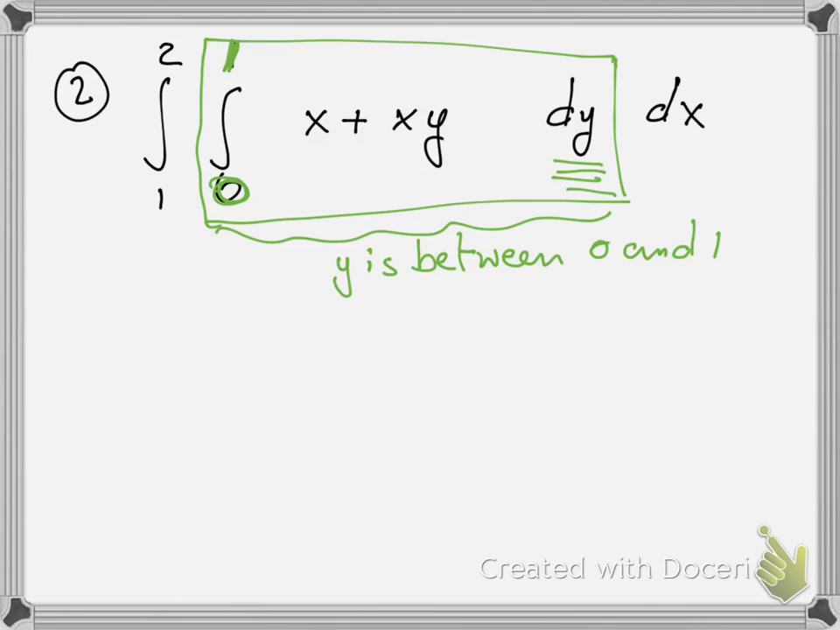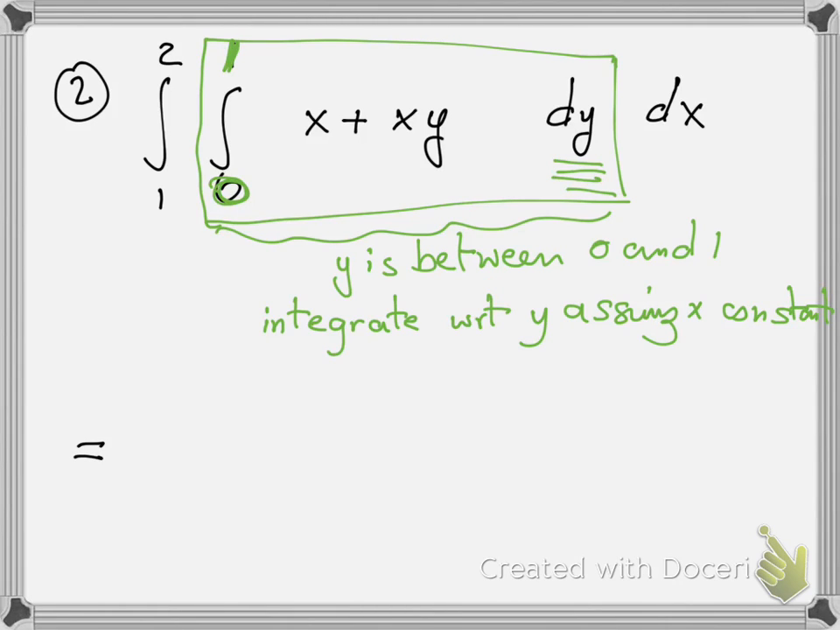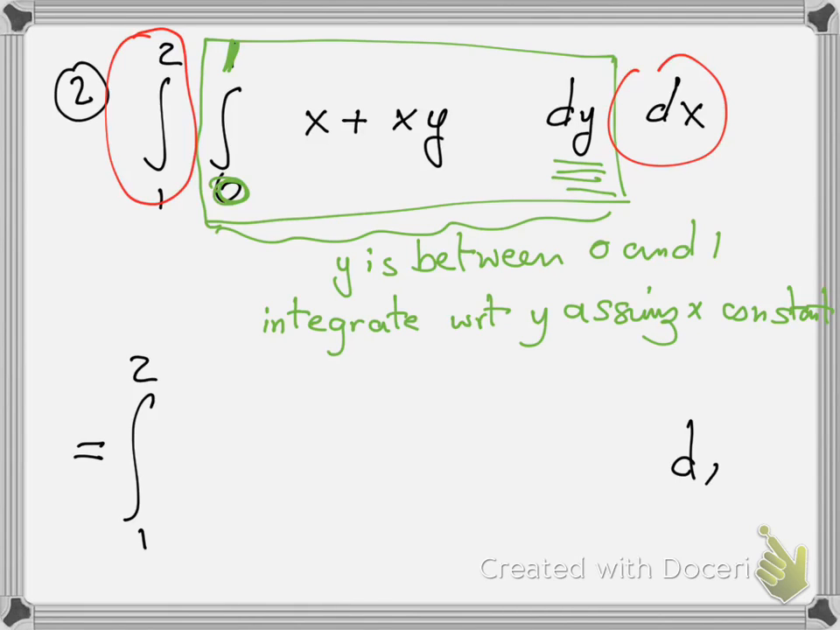And when you integrate, we integrate with respect to y, assuming x is a constant. Okay, so that will be equal. So you keep this 1, 2 here, and this dx. So we have this integral here, 1, 2. We have this dx here, right?